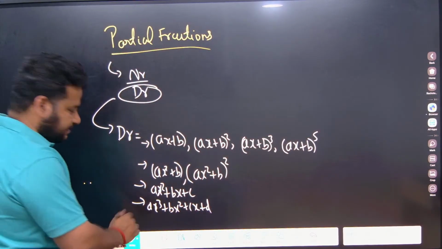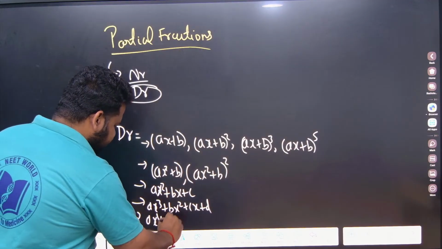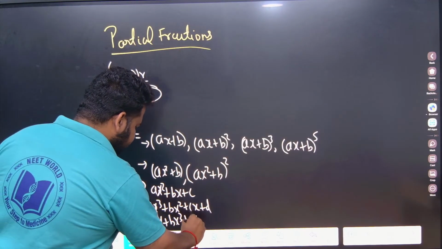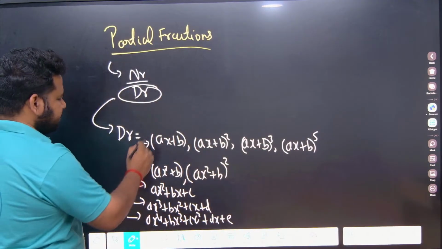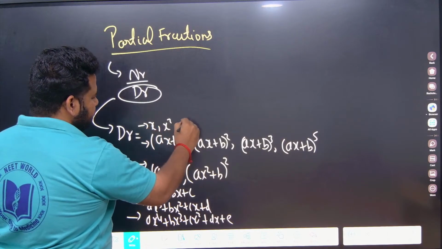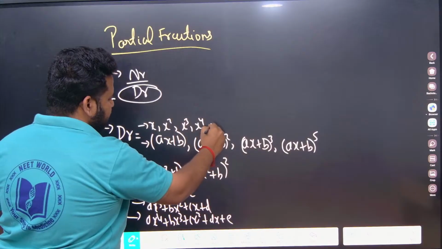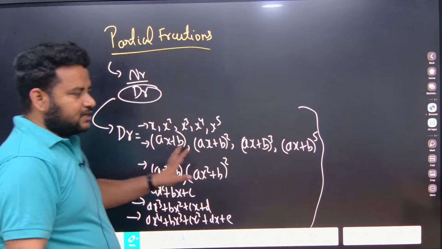Or it can be even biquadratic, ax to the power of 4 plus bx cube plus cx square plus dx plus e. Or it may be just in the form of x square, x cube, x to the power of 4, x to the power of 5. These are all the forms of the denominator.